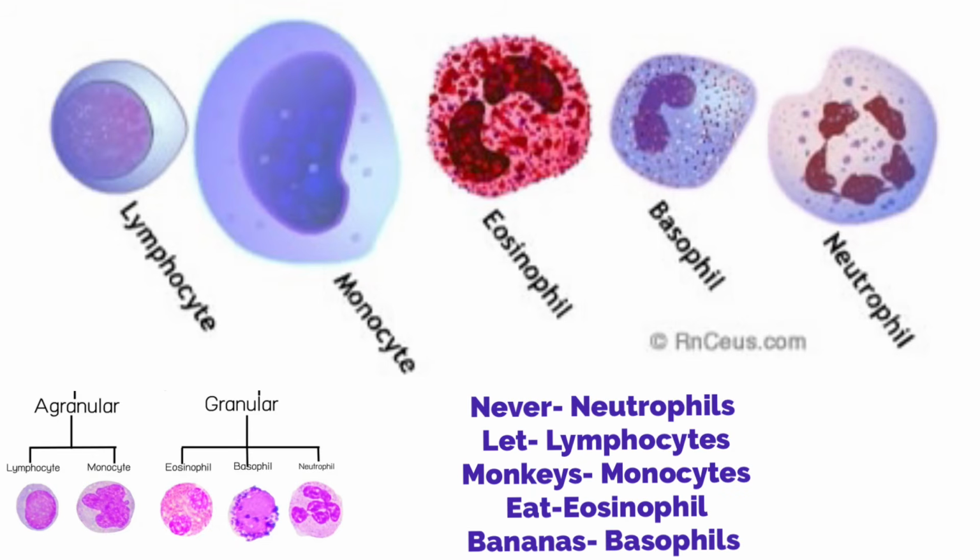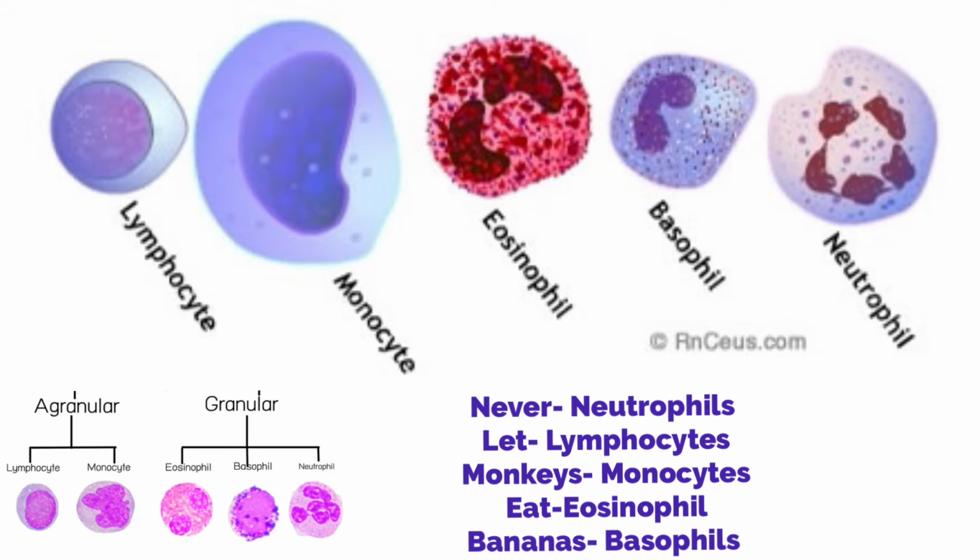Never let monkeys eat bananas. It's a mnemonic that we use in A&P to rank the normal count of white blood cells in the human body. Starting with neutrophils, they account for 60 to 70% of white blood cells, lymphocytes 20 to 40%, monocytes 3 to 10%, and eosinophils 1 to 4%. Basophils less than or equal to 1% in the human body.